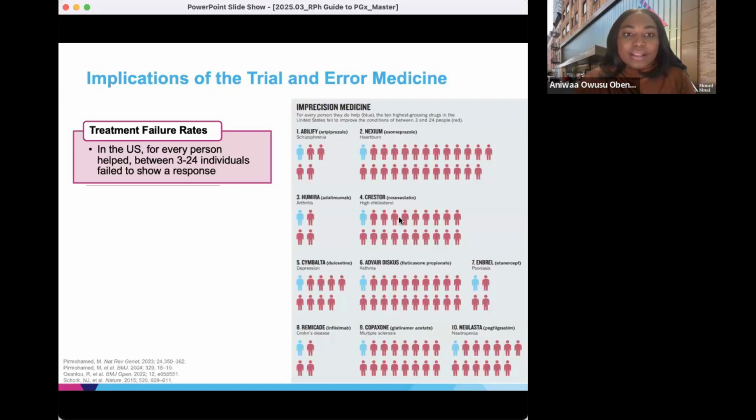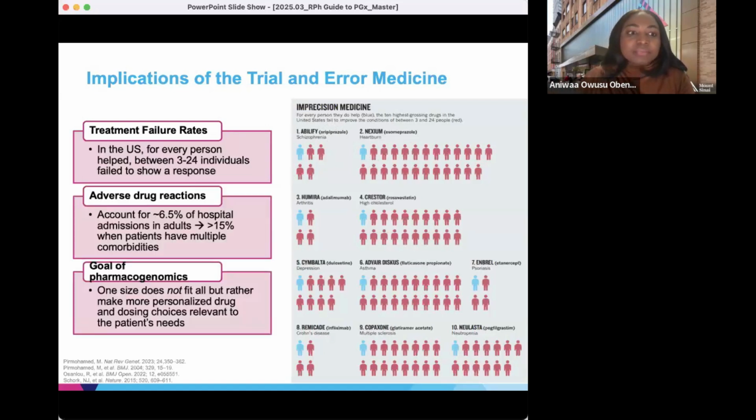This is shown here in this chart, where for the drug aripiprazole, out of every 5 individuals treated, one does not have a response. For esomeprazole, you see it in 1 out of every 24 individuals, and so forth. So with this trial and error process, we are not doing so well when it comes to treatment failure rates.